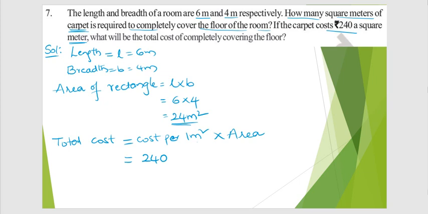Cost per 1 meter square is 240, into how many meter square we have? 24 meter square. Now multiply 24 into 24. So 24 into 24 is nothing but 576 followed by 0. So I got 5760 rupees. This much amount of cost is required to purchase that particular carpet to cover the floor. The required amount is 5760 rupees. Now let's move on to one more question.